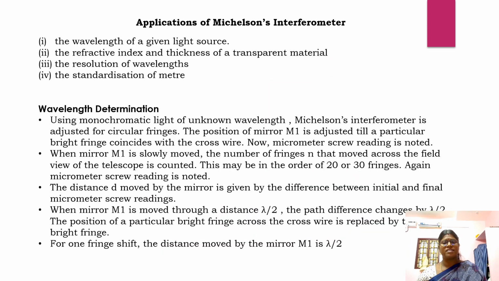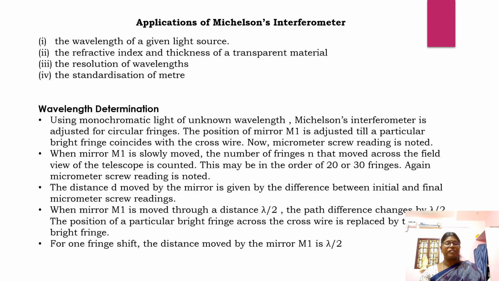Applications of Michelson's interferometer. The Michelson interferometer is used to find the wavelength of a given light source. The refractive index and thickness of a transparent material can be determined using the Michelson's interferometer. It is also used to find the resolution of wavelengths as well as the standardization of the meter.